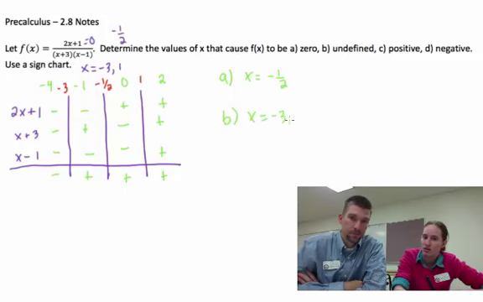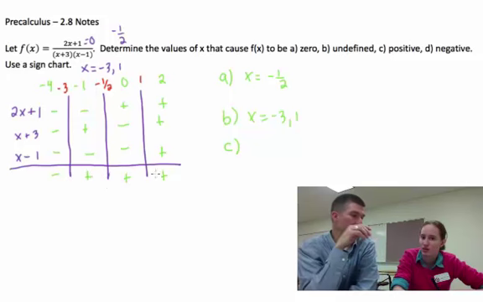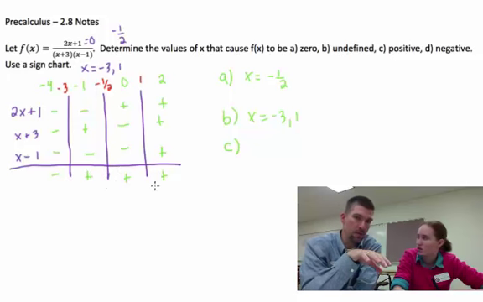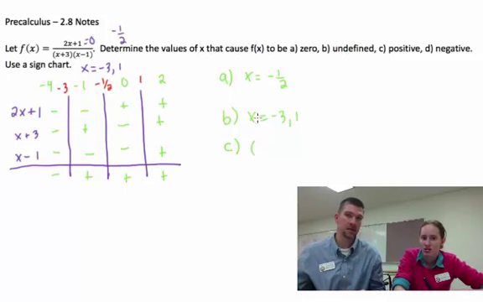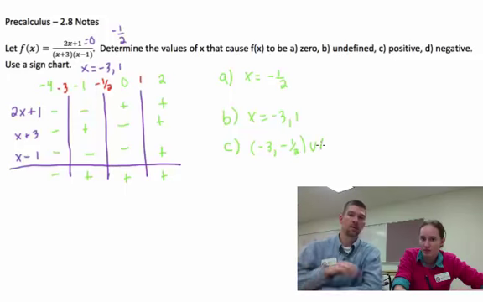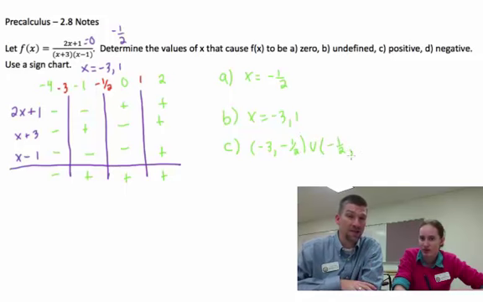And then C, where is it positive? It's actually positive in a lot of places here: from negative 3 to negative 1/2, and 1 to infinity. You can't include negative 1/2 or 1, because positive only means positive only, not 0, and definitely not something where we're undefined. So you're going to have a lot of intervals to write here, so just put on your big person britches and write it all out.